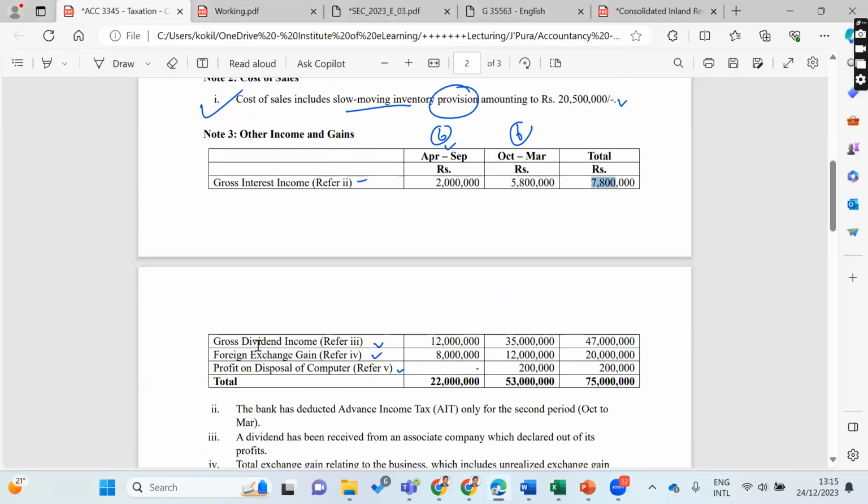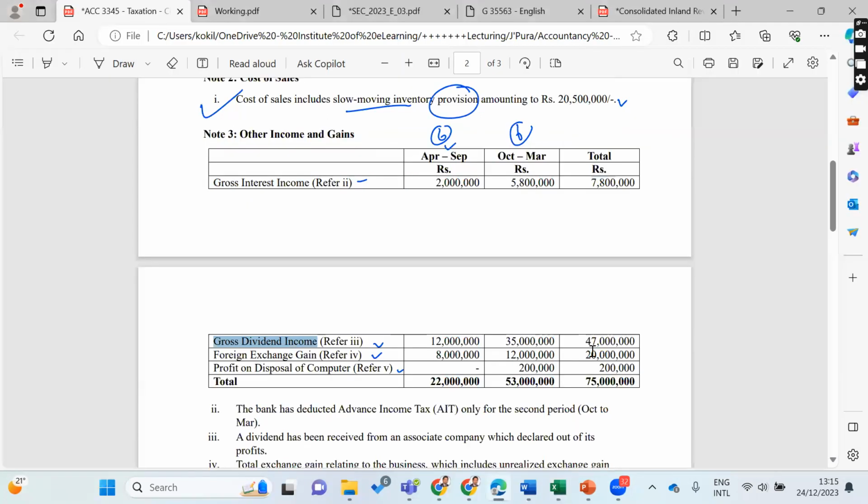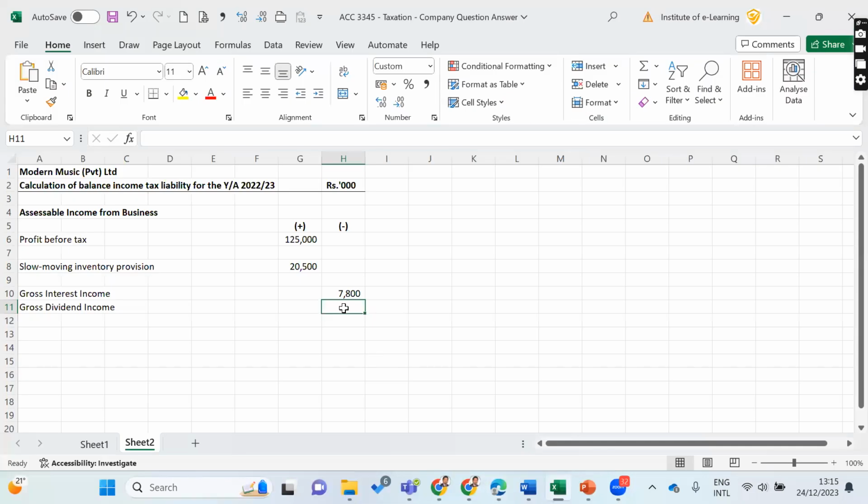Then dividend income. Whatever the gross dividend is, that doesn't matter. You have to remove that. We are not keeping it under business. We do not keep investment inside the business.